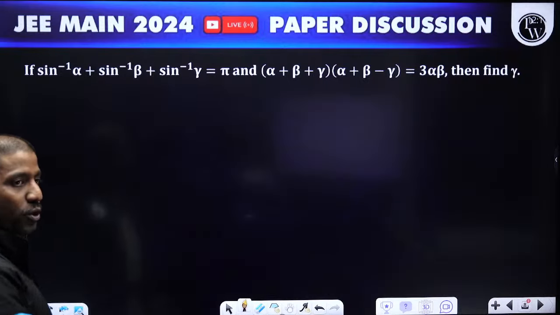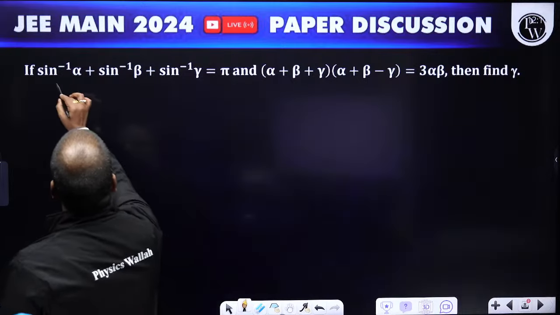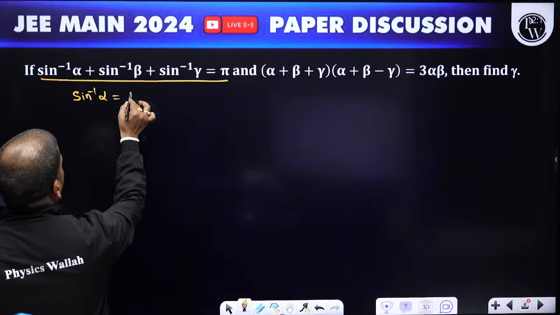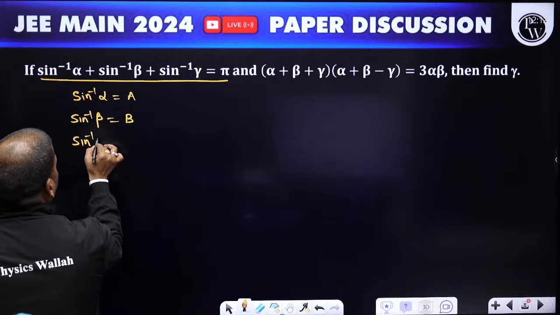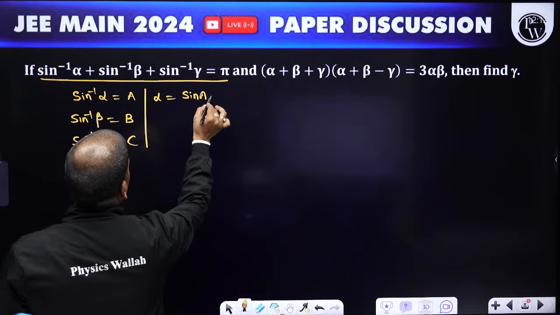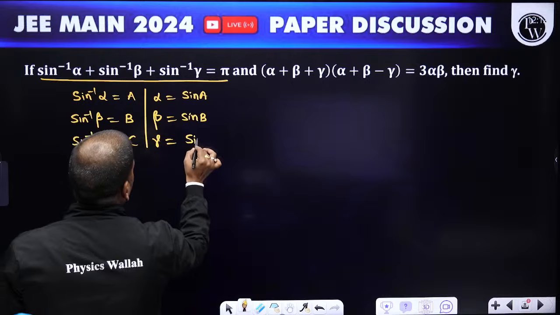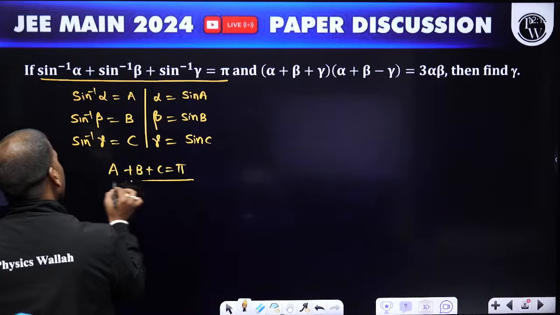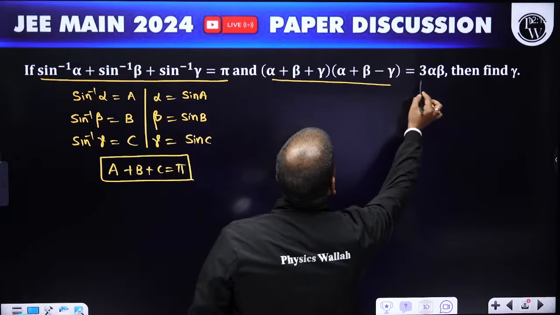Next, one more beautiful question. I will give you the simplest answer ever. It involves sine inverse, a trigonometric function. Let sine inverse of alpha equal A, sine inverse of beta equal B, and sine inverse of gamma equal C. What do you get? Alpha is sin A, beta is sin B, gamma is sin C. A plus B plus C is 180 degrees, so this is a triangle.